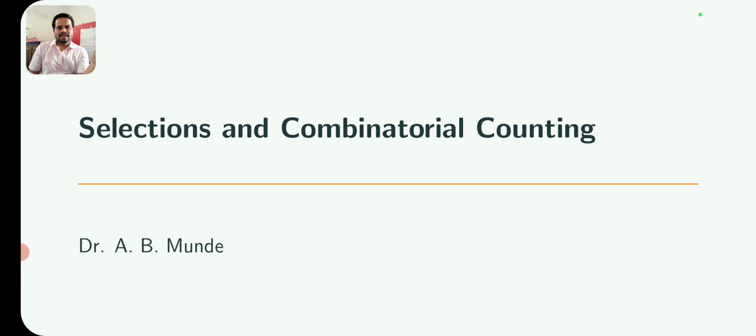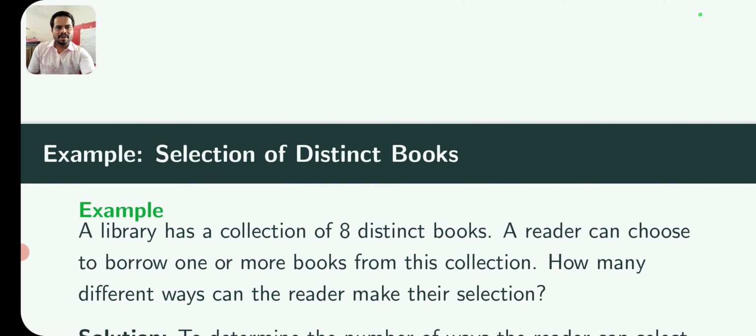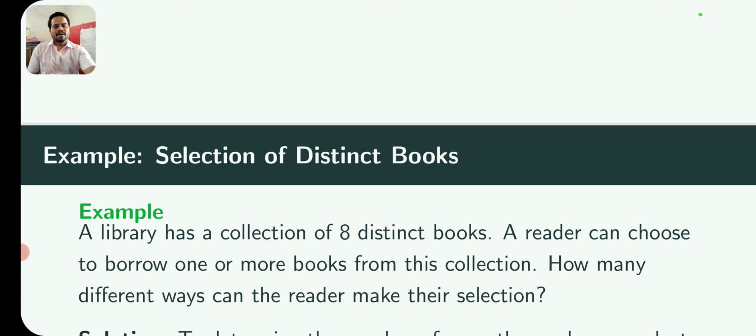objects. Before that, we will see one example on selection of distinct books from a library. So let us see this example. A library has a collection of 8 distinct books. A reader can choose to borrow one or more books from this collection. So how many different ways can the reader make their selection? So read this example carefully.